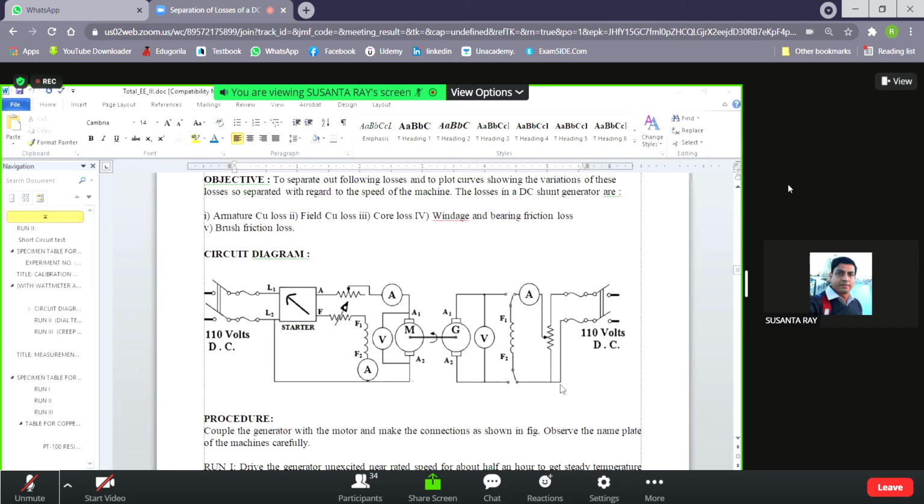There is an error in this circuit. The shorted terminal of F2 and A2 should be returned back to L1. Here it is connected to L2, but it should be L1. So you should remember this correction. Okay, so that means F2 and A2 will be shorted and the shorted terminal will return back to L1. So this is the complete connection for the motor.